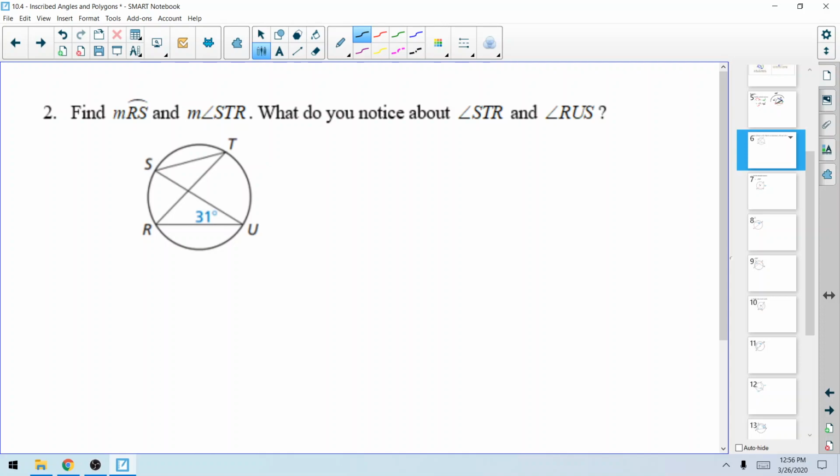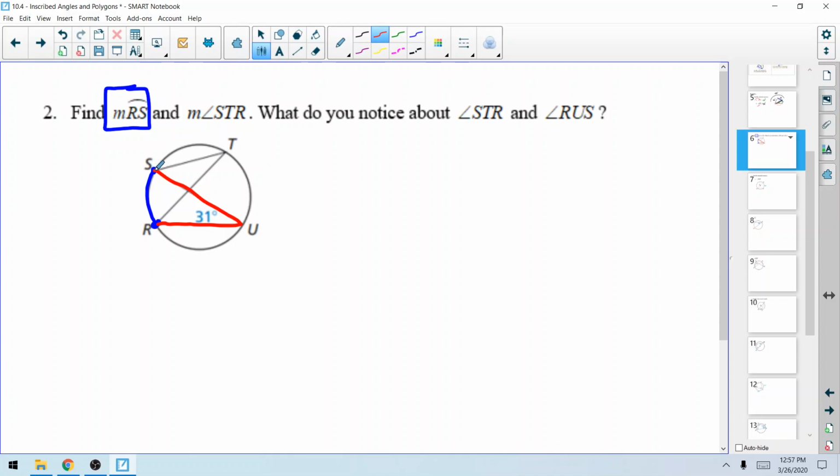Example 2. Find the measure of arc RS and the measure of angle STR. And then what do you notice about angle STR and angle RUS? So I'm going to start with the measure of arc RS. So RS is right there. If I take a really close look at it, its angle is right there. So angle U is 31.